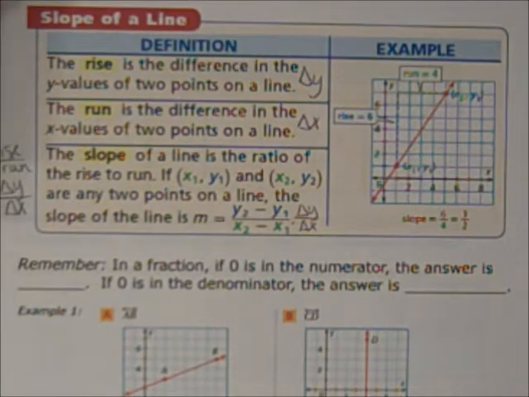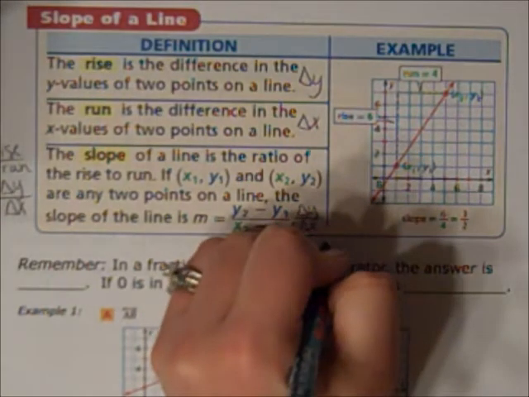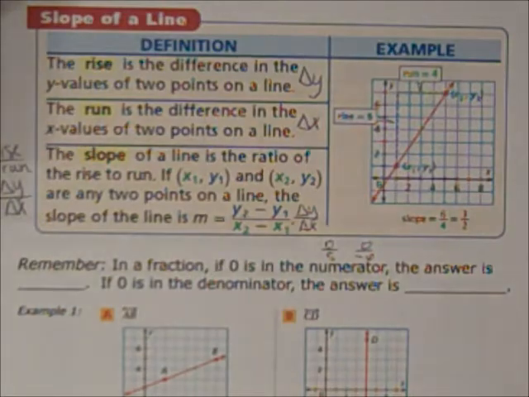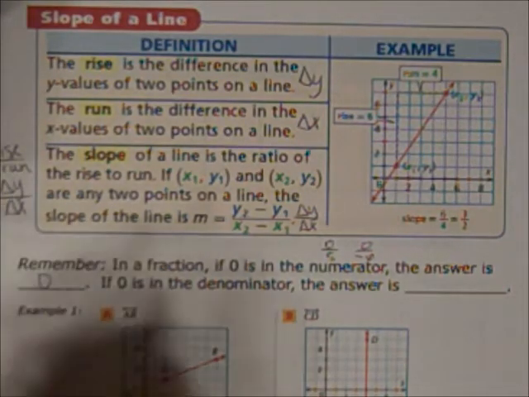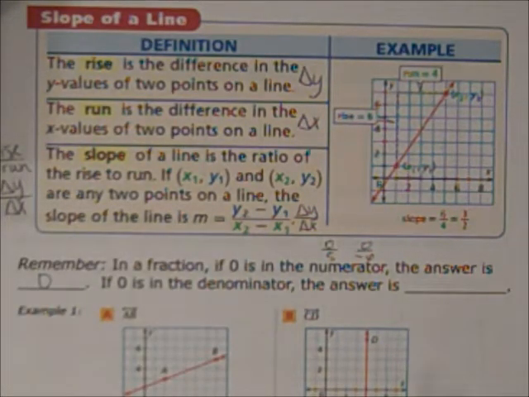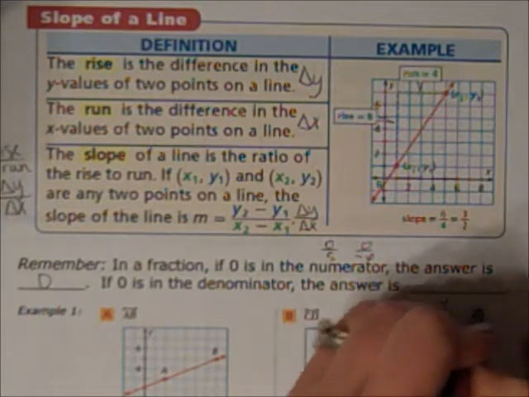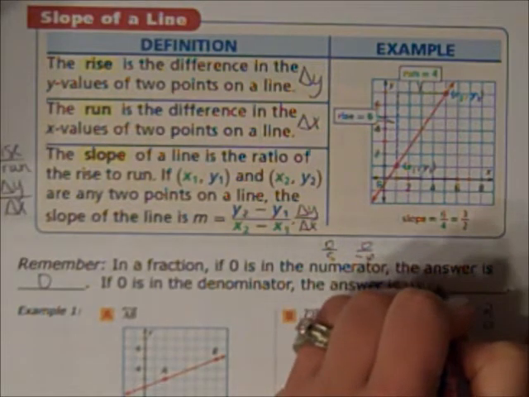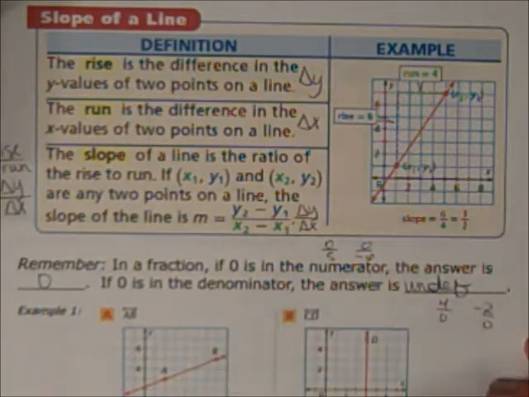Remember, in any fraction, if 0 is in the numerator, the top, so it can be like 0 over 5 or 0 over -6, the answer is 0. If 0 is in the denominator, like 4 over 0 or -2 over 0, the answer is undefined. You're not allowed to divide by 0, so that's undefined.